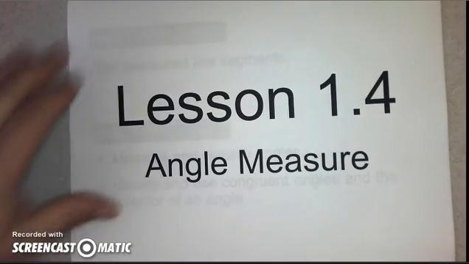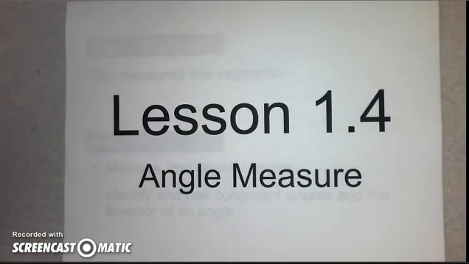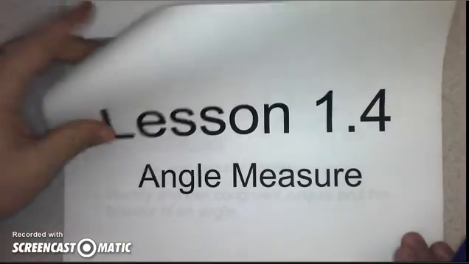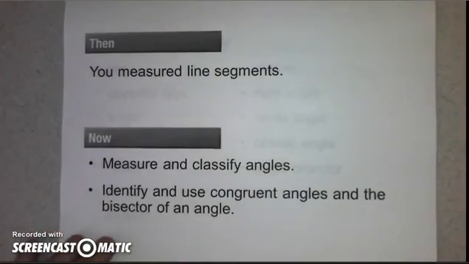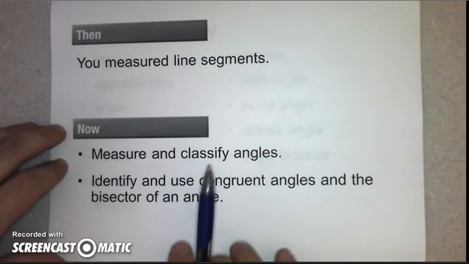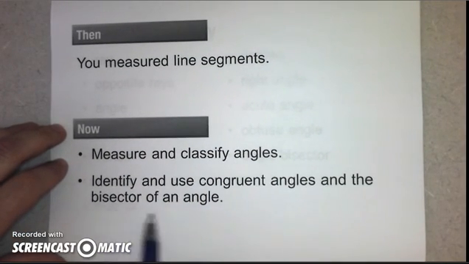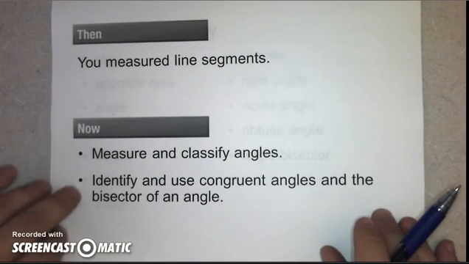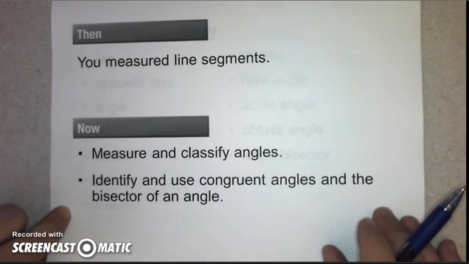All right, let's go ahead and get started with our lesson 1-4 video notes over angle measures. In the past, we have measured line segments in previous lessons. Now we're going to measure and classify angles. And we're also going to identify and use congruent angles and the bisector of an angle.